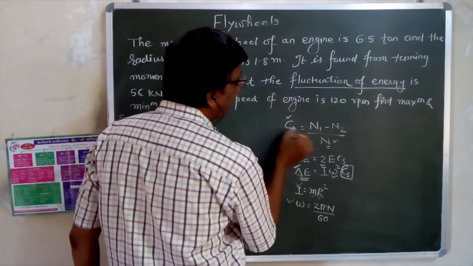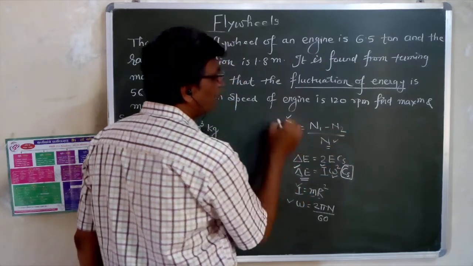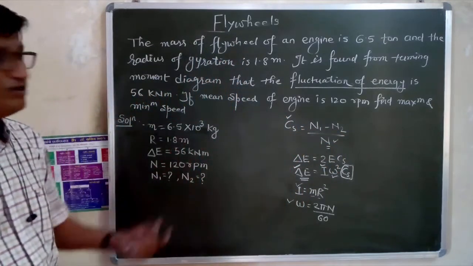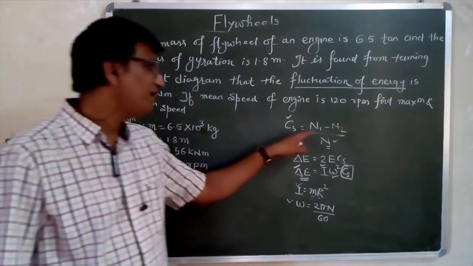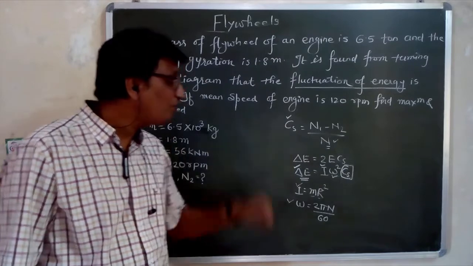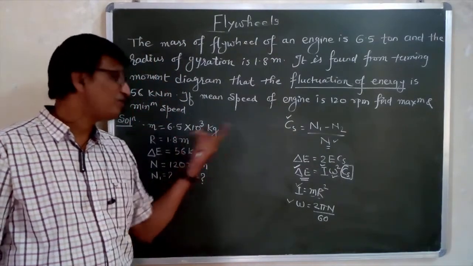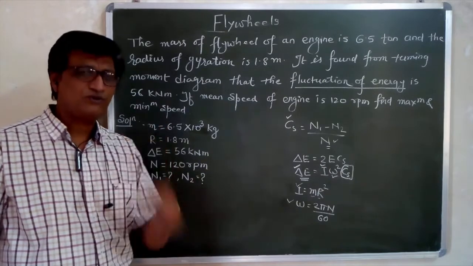Now you will get the relation between N1 and N2, that is N1 minus N2 you will get. But still you have two unknowns, you have only one equation, that is N1 minus N2 is something. So how to find another thing? As per the mathematics, if you want to calculate two unknowns, two equations are required.